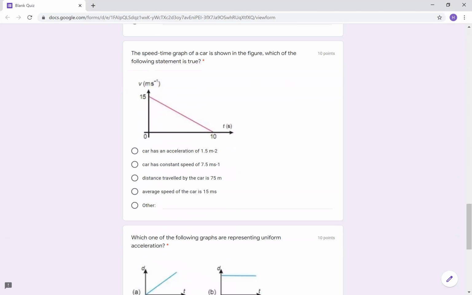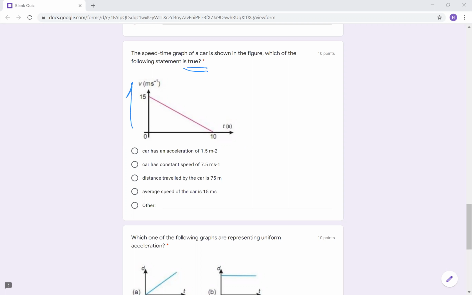Moving on towards the next question, which says, and this is a very confusing question as well, which says that the speed time graph of a car is shown in figure. Which of the following is true? Now you have to understand that they are asking for the true part. Now, most of the question answers are right in some sense, but we have to give the most accurate answer to the question. Now, look at the graph first.